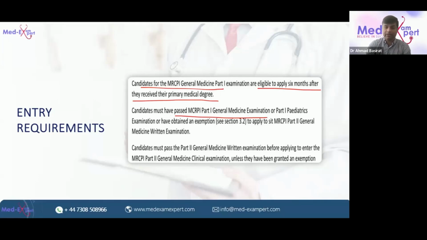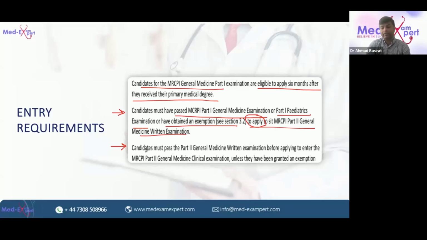Candidates must have passed MRCPI Part 1 General Examination. No, that's basically for Part 2. So for Part 2, candidates must have passed MRCPI Part 1 or Part 1 Pediatrics examination or have obtained an exemption. I'll show you what exemptions make you eligible to apply to sit for the Part 2 general written examination. Application is one thing, but generally they're not too strict. In the end of the day, it's the college's decision to make you eligible to sit for any part of the examination, but generally they're not too strict in these criteria.